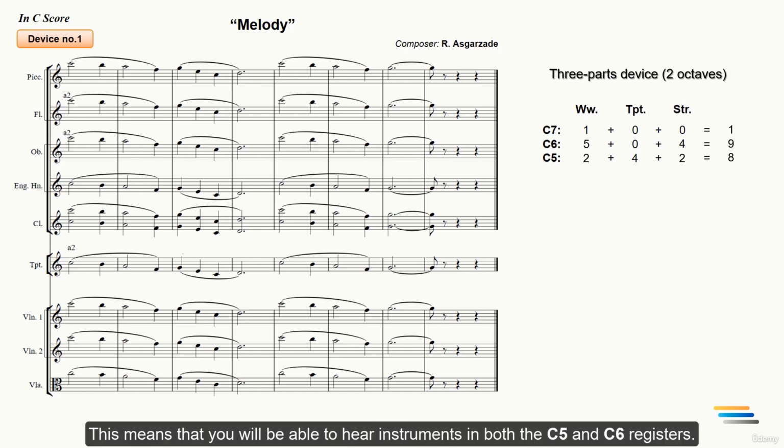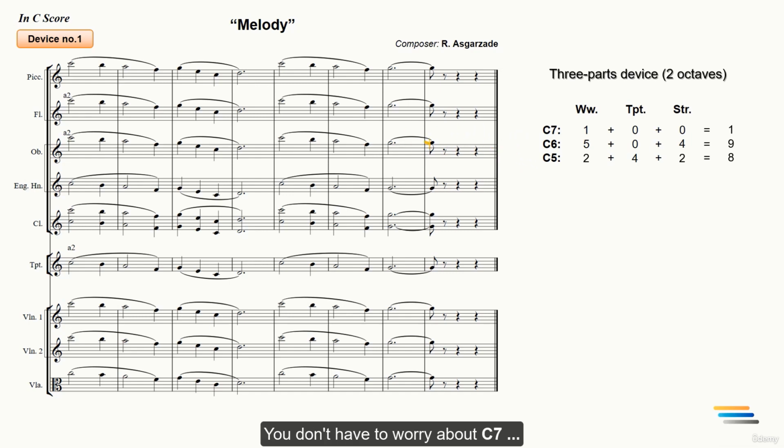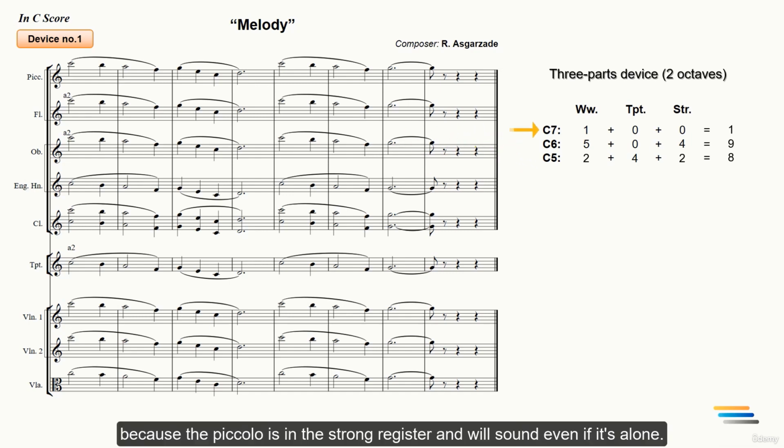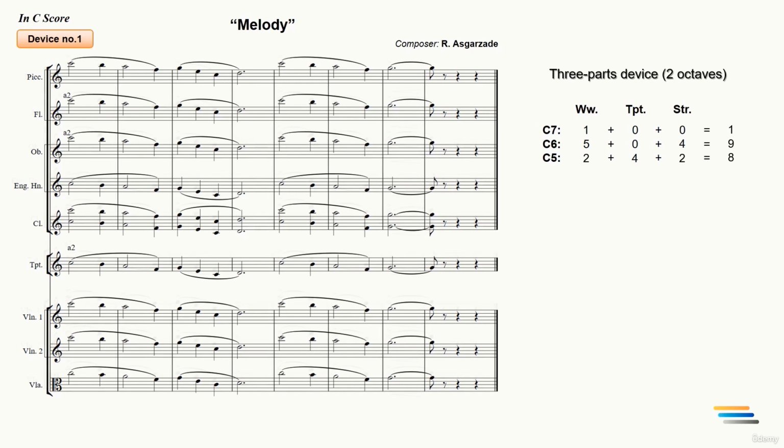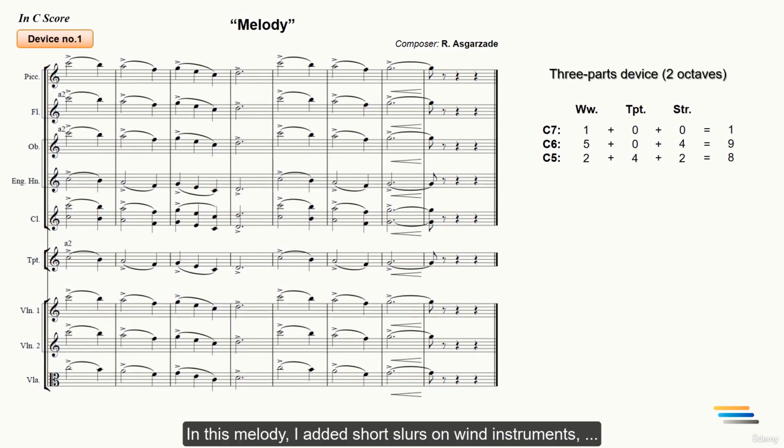This means that you will be able to hear instruments in both the C5 and the C6 registers. You don't have to worry about C7 because the piccolo is in the strong register and will sound even if it's alone. Now let's move on to adding some playing techniques to the melody. In this melody, I added short slurs on wind instruments as I wanted to achieve the sound of fanfare.